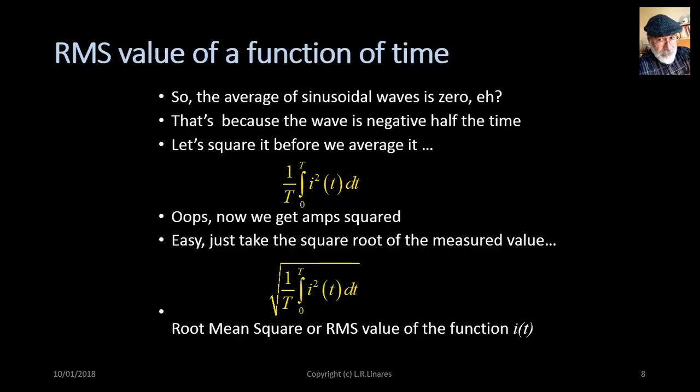What have we done? We have found the root of the average of the square of the original current. Another word in English for average is mean. We found the root mean square, or RMS value, of the function i(t).